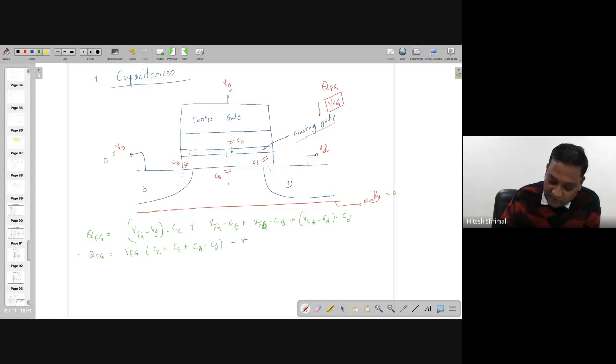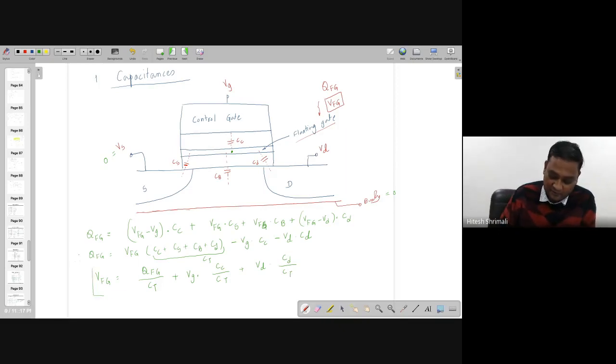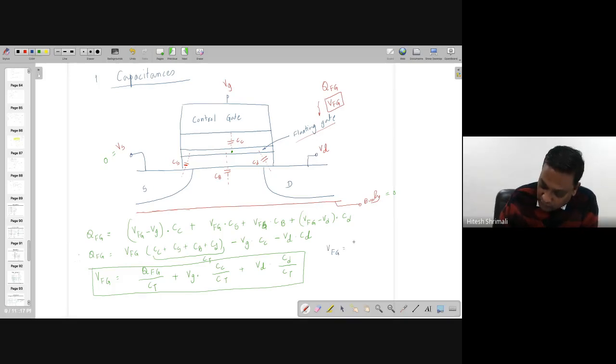Other than that, it's minus VG times CC minus VD times CD. So VFG is nothing but QFG divided by the whole capacitance, this value, I'm going to call it CT, the total capacitance, plus VG times CC divided by CT plus VD times CD divided by CT. It's very easy. But still, I want to make it a little bit easier equation than what I have written. VFG is equal to VG times CC divided by CT plus QFG divided by CT when VD is also zero. So if drain, source and everything is zero, then from the gate, you can have this equation.